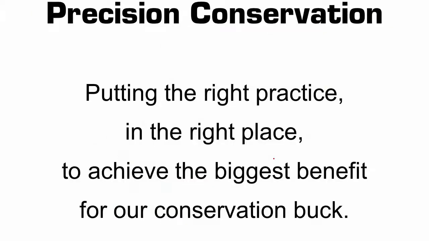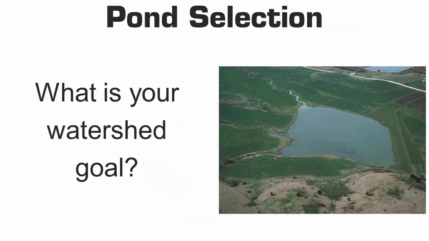So I'm going to talk briefly about precision conservation. And the way I'm going to define precision conservation is putting the right practice in the right place to achieve the biggest benefit for a conservation buck. And when I'm talking about conservation buck, that usually means the taxpayer dollar. So let's run through an example.